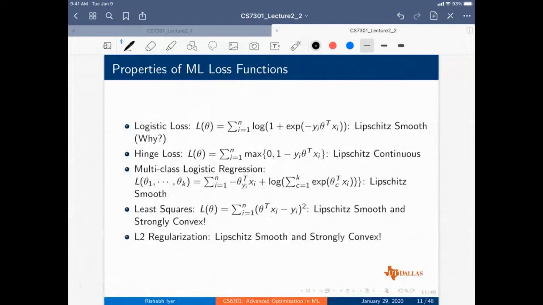And finally, when you add an L2 regularization, you essentially get strong convexity. So for example, if you add L2 regularization to logistic loss, then you make the function both Lipschitz smooth and strongly convex. Okay, so essentially L of theta plus theta square is going to be Lipschitz smooth and strongly convex.